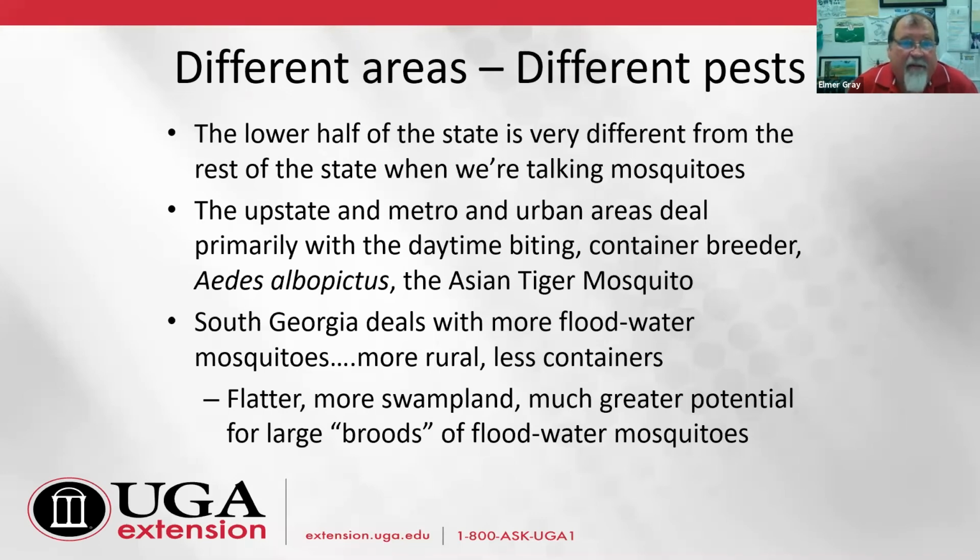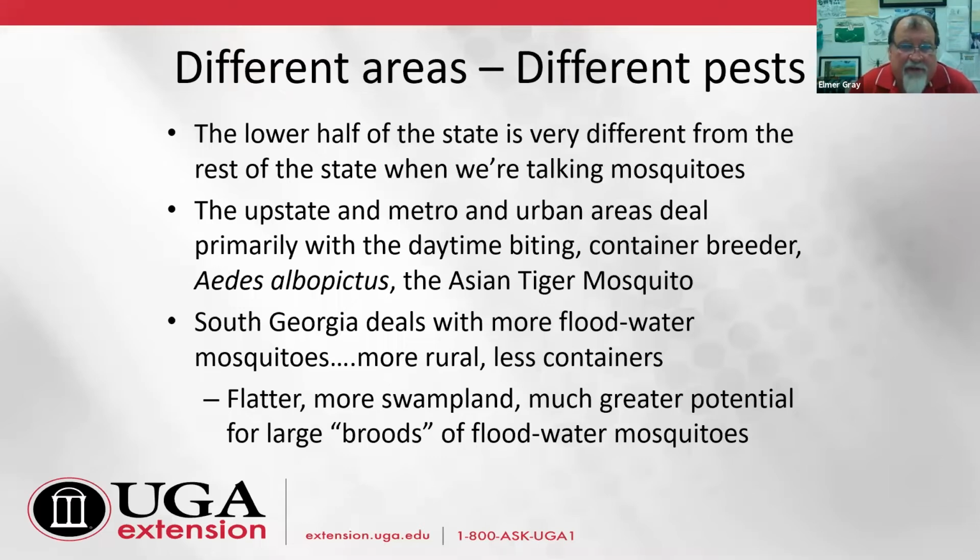Different areas and different pests. The lower half of Georgia is very different from the rest of the state when we're talking about mosquitoes. And I talk about containers, and we want to deal with this so much. In South Georgia, that's not the only problem they deal with. The upstate, metro, and urban areas deal primarily with the daytime biting, container breeding Aedes albopictus, the Asian tiger mosquito. This is an introduced pest, been in the state since the early 90s, and is the primary pest in urban areas across the eastern United States.